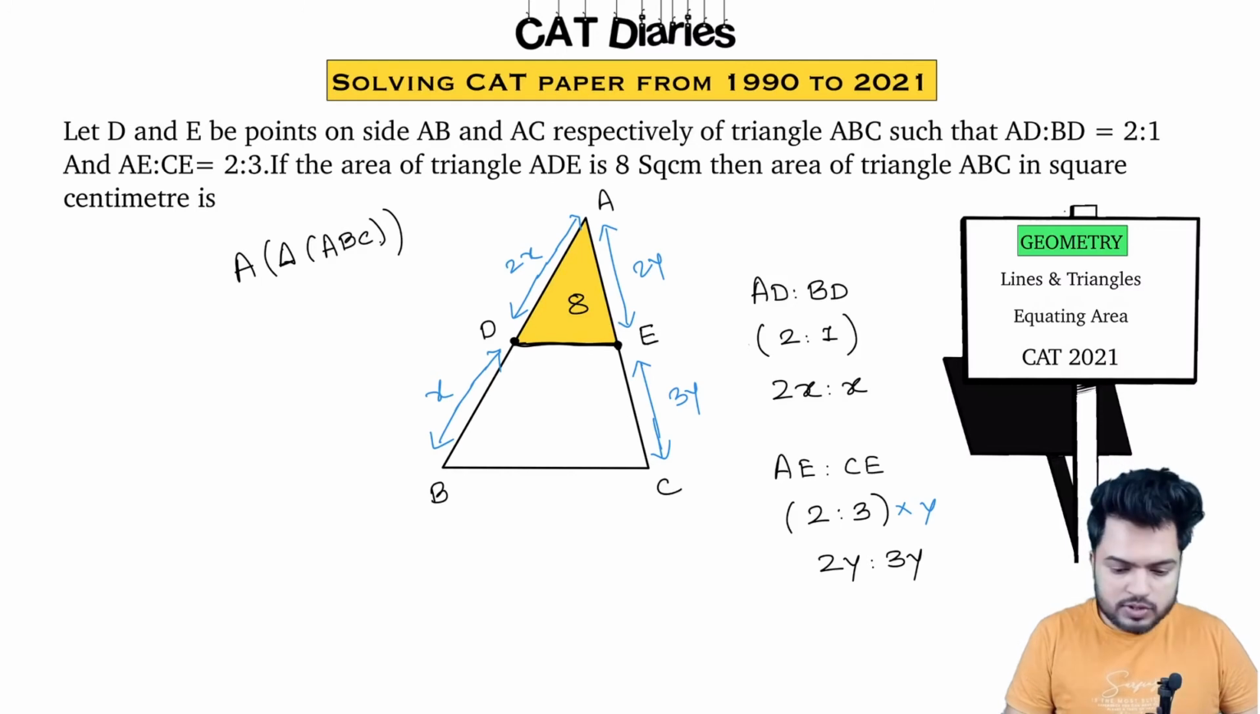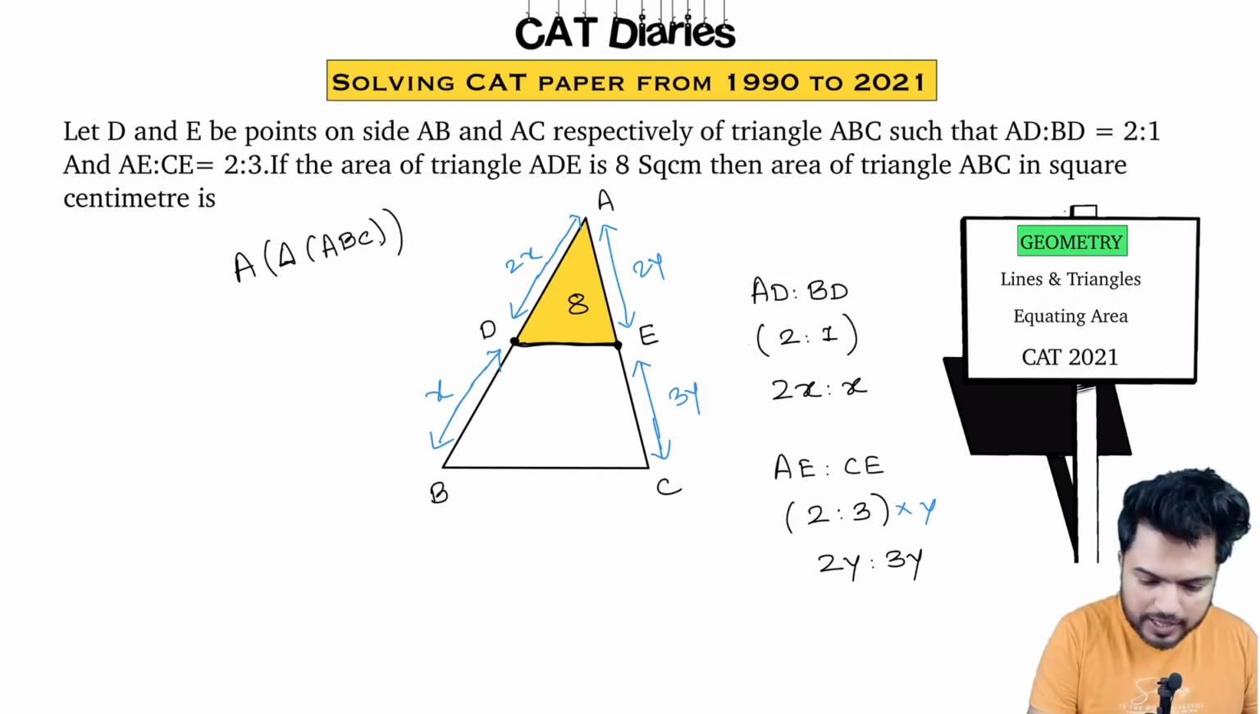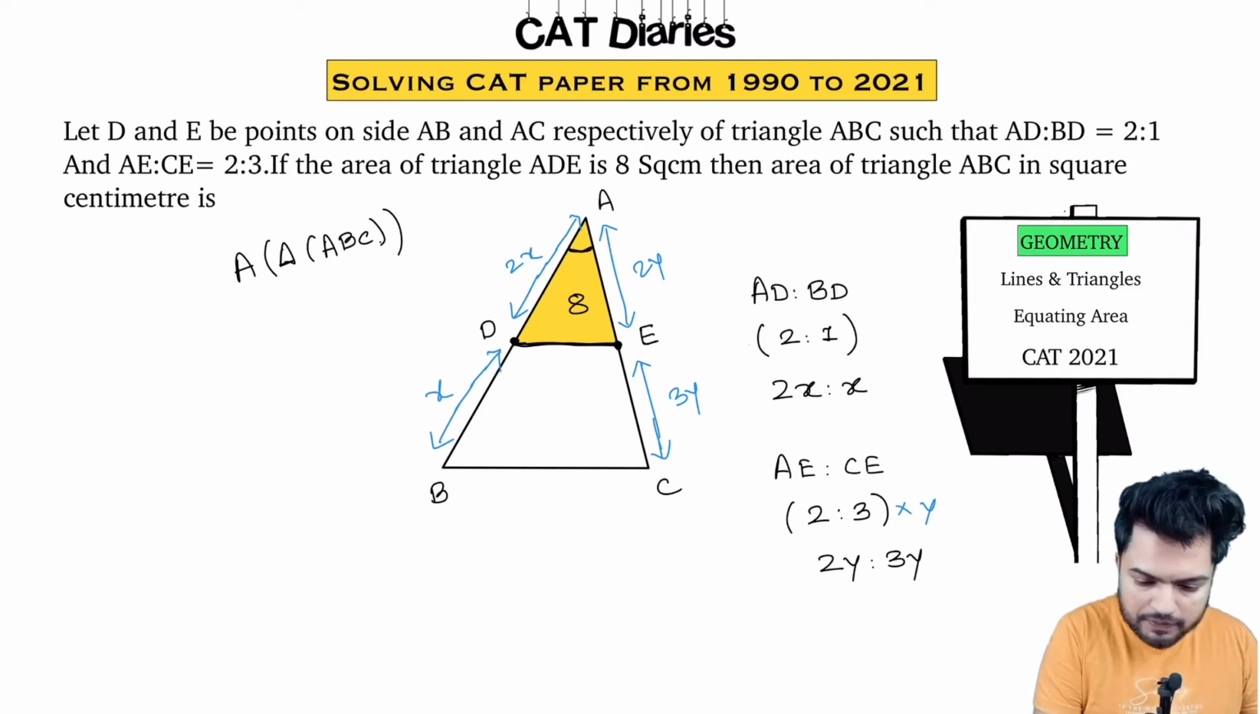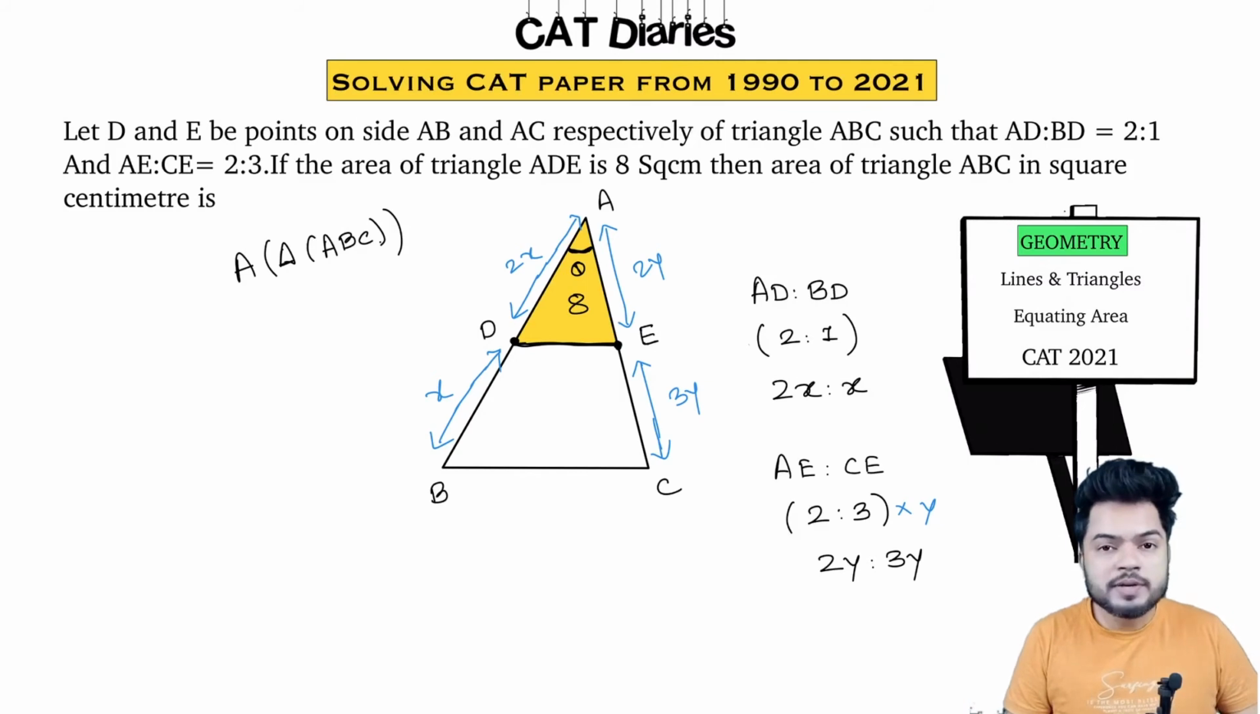So how will you start with this? First I'll say, okay, I know the area of triangle ADE is 8. I know the formula for this. If I say this angle is equal to theta, I can apply my formula half AB sine theta. From that I'll get some value of sine theta and then I'll apply it in the formula of area of triangle ABC and I can get the answer to that. Right, so let's apply it.